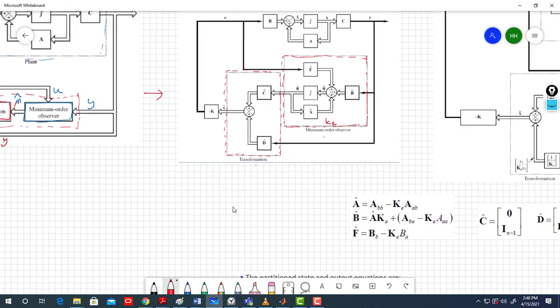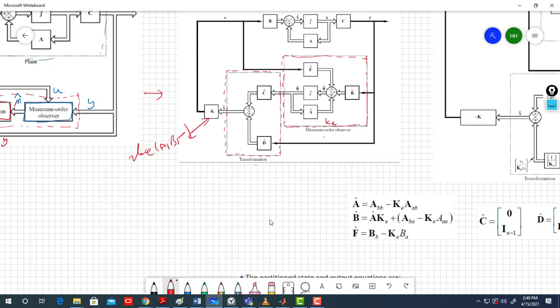So because we are focusing on the states, how do we compute now A hat, B hat, F hat, C hat, and D hat? We know that K is simply place of A, B, and then the desired closed loop dynamics for the system. You choose the closed loop pole location in a way you can build your closed loop dynamics.